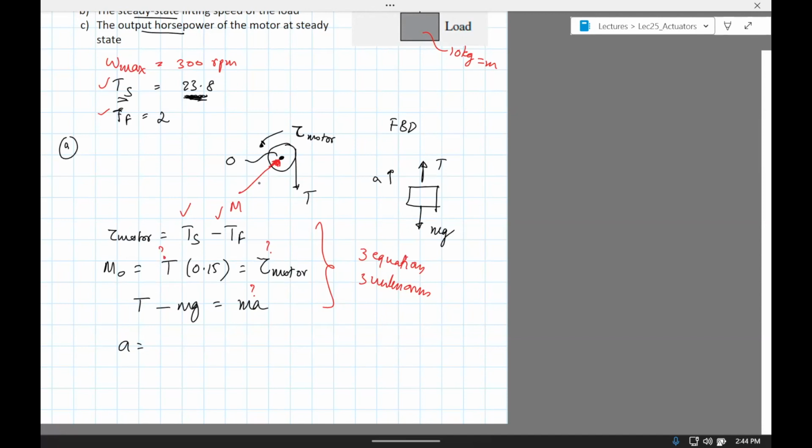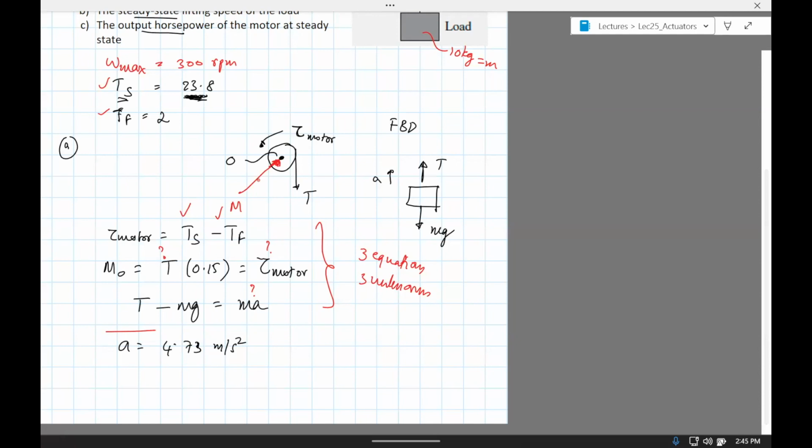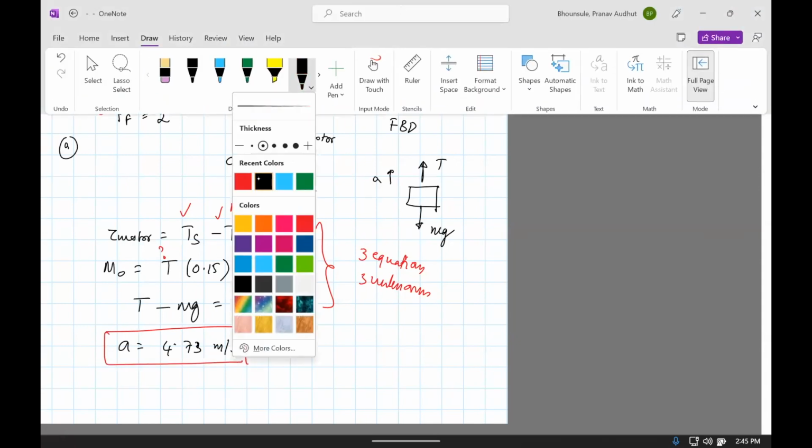Acceleration comes out to be 4.73 meters per second squared.